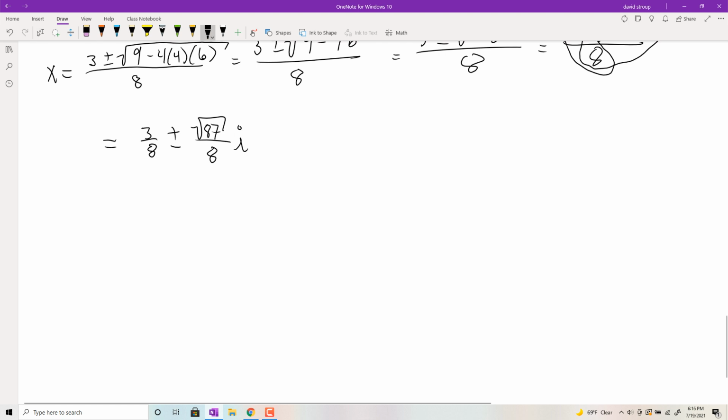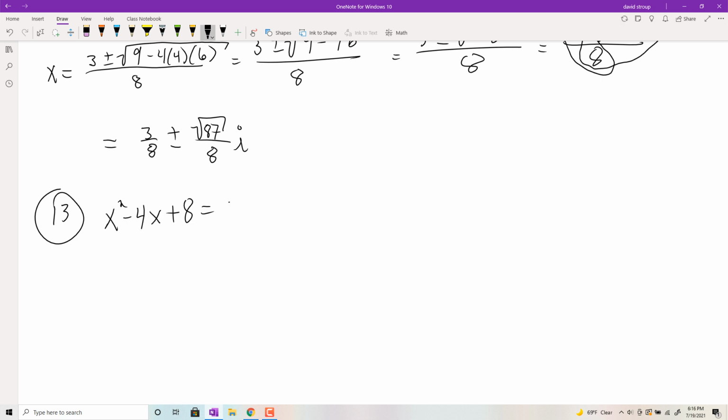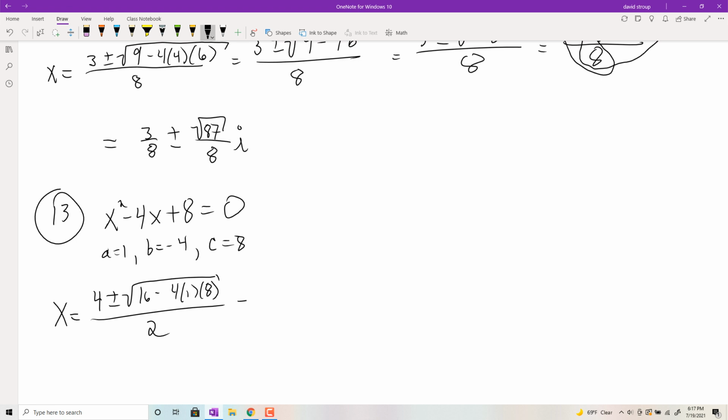Let's get another. So 13, this one's kind of already set up for us. x squared minus 4x plus 8 is 0. So a is 1, b is negative 4, c is 8. Okay, so x is negative negative 4, which is 4, plus or minus the square root of negative 4 squared, which is 16, minus 4 times a times c, all over 2 times a.